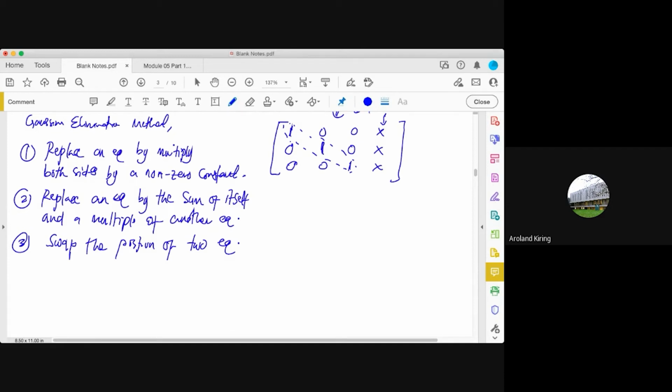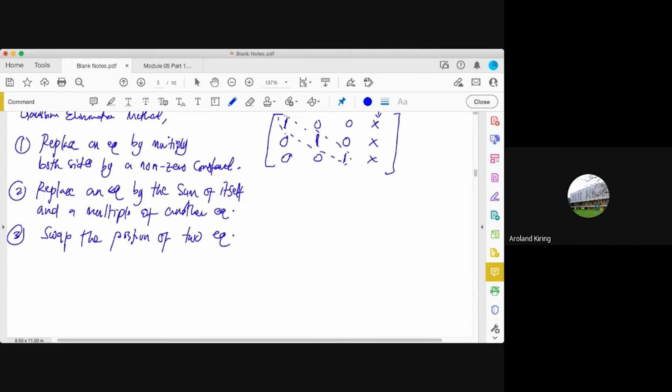Since you have the operations, you can actually write this in programming code, and you can develop your own code to perform the Gaussian elimination method. So you can do this using a programming language.